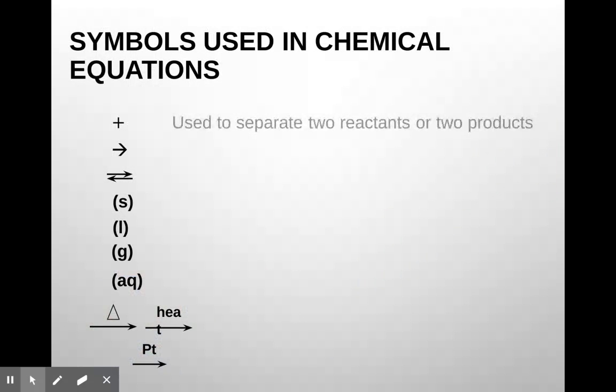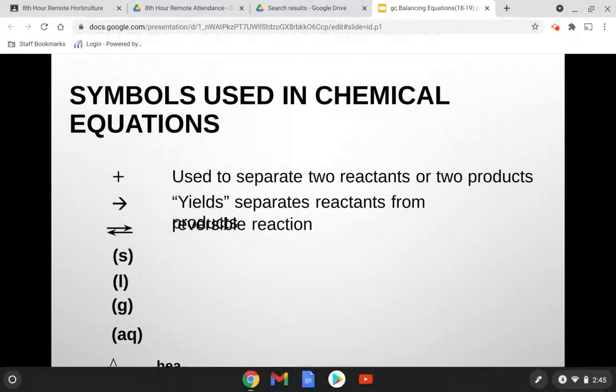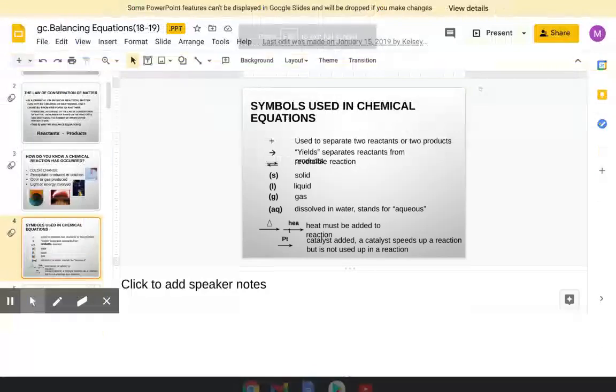Symbols used in chemical equations. The plus sign is used to separate two reactants or two products. The arrow is a yield, so it separates reactants from the products. The double arrows show a reversible reaction, so it can go back and forth.